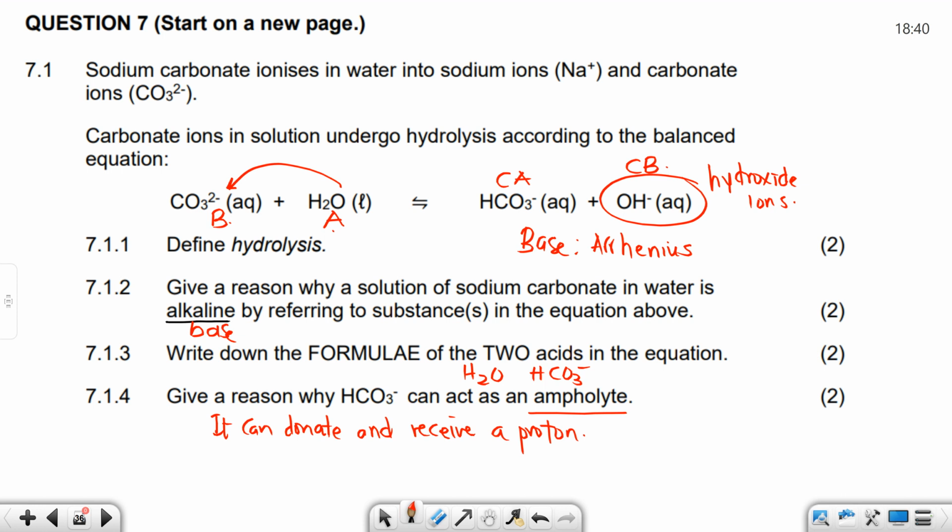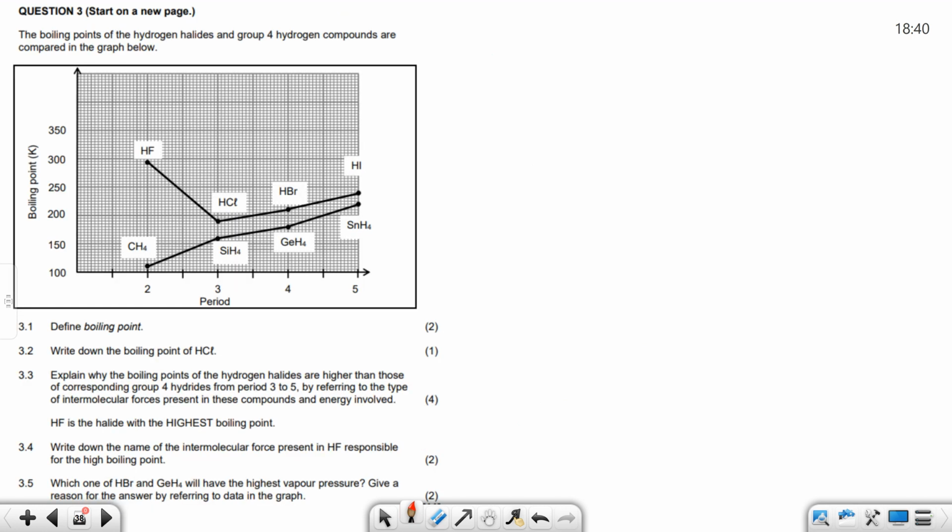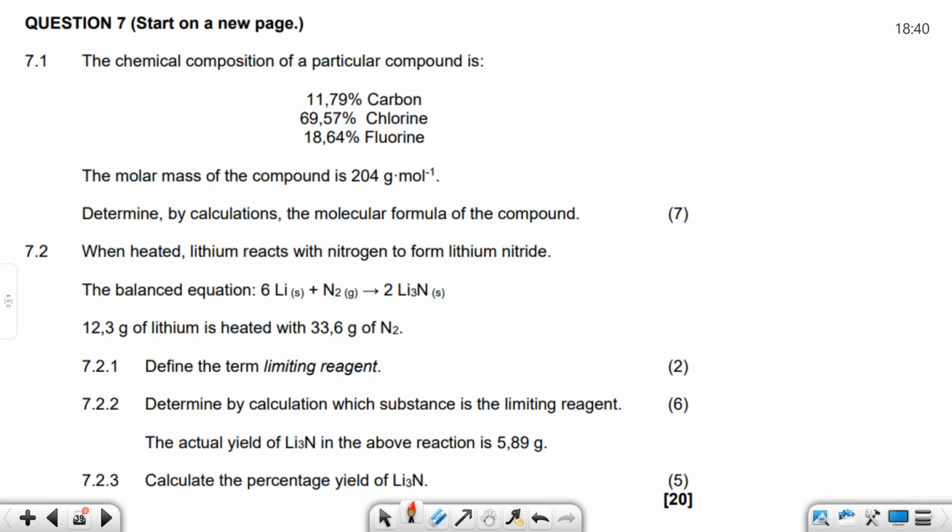Let's quickly answer. It's now raining here. Let's deal with this question here on redox. So I do redox, guys, 10 minutes, and just talk about boiling point and melting point, and we're all good. The rest of the questions you can please try to answer.